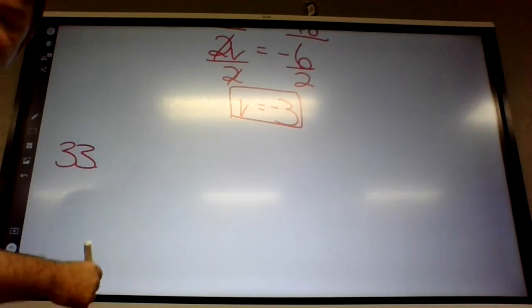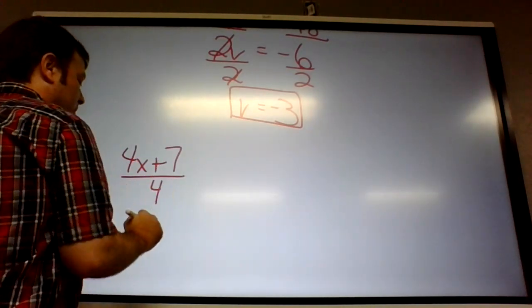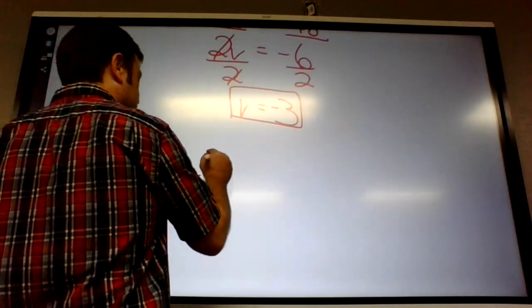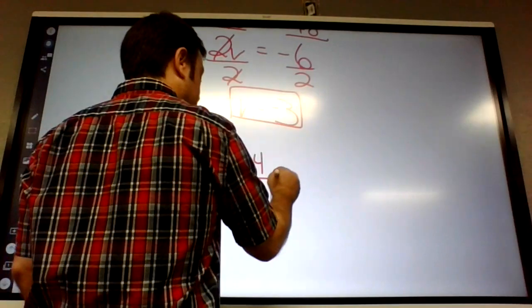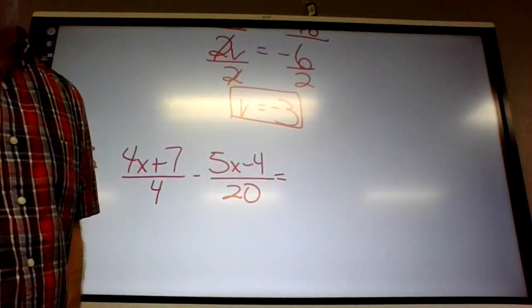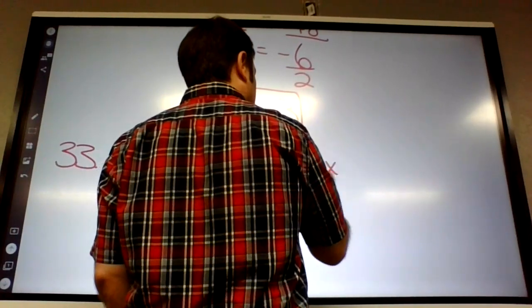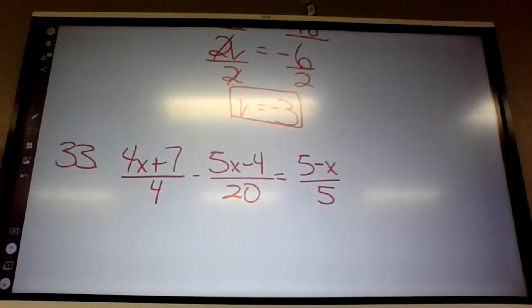X plus 7 over 4. I think this 5x plus 4 over 20 equals 5 minus 6 over 5. Alright, this was Friday's assignment. The fractions.